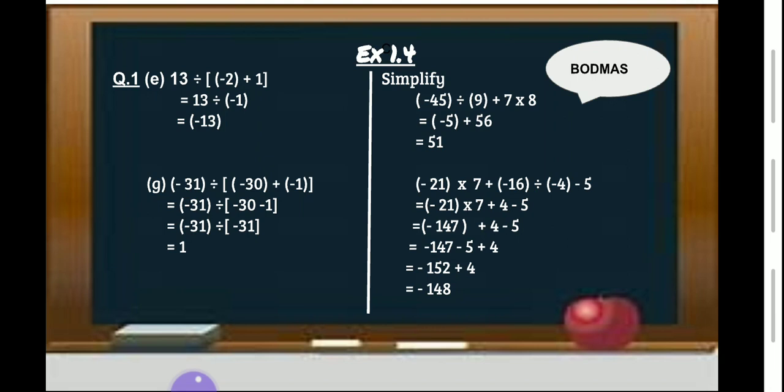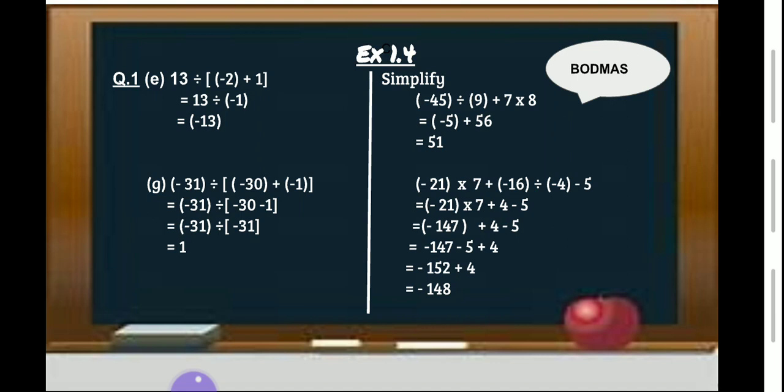Now let's simplify this one: negative 45 divided by 9 plus 7 into 8. So we have negative 45 divided by 9, which will be solved first of all, and gives the answer negative 5. And then we have 7 times 8, which gives the answer 56. So by the rule of addition, we have one positive and one negative, so they will get subtracted and we take the sign of the greater one. 56 is the greater one, so the answer is positive 51.